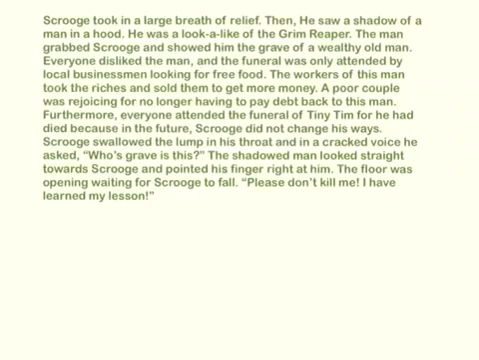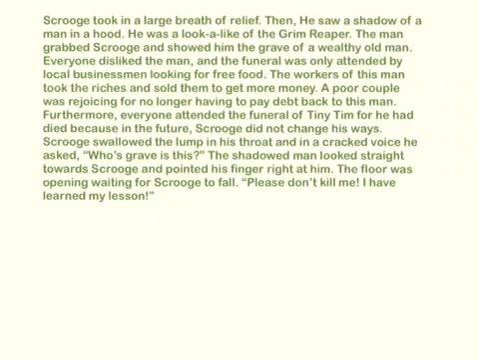The man grabbed Scrooge and showed him the grave of a wealthy old man. Everyone disliked the man, and the funeral was only attended by local businessmen looking for free food. The workers of this man took the riches and sold them to get more money. A poor couple was rejoicing for no longer having to pay debt back to this man. Furthermore, everyone attended the funeral of Tiny Tim, for he had died because in the future Scrooge did not change his ways.